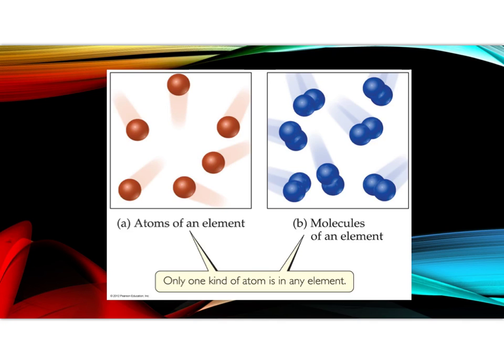Here on the left, we have atoms of a single element. Notice that they're all the same color, all the same size, and they're not touching one another. They're not combined. Picture B, molecules of an element. Because it's the same element, it's the same color, so they're two blue spheres, and they're chemically combined, which make them molecules. I would encourage you to draw pictures along with the short descriptions below them in your notebook as well.